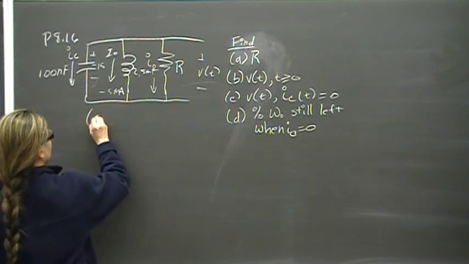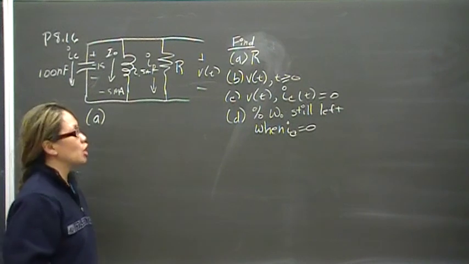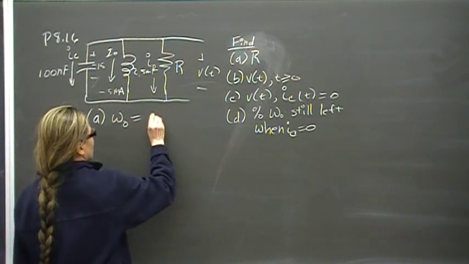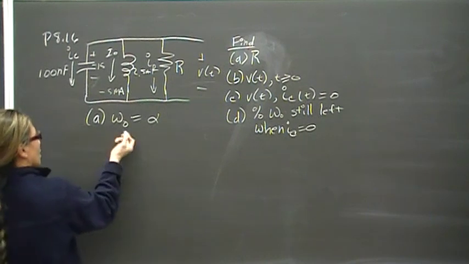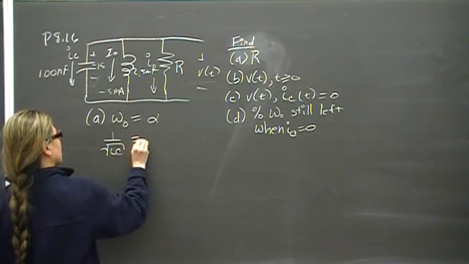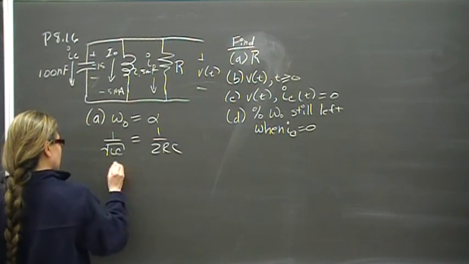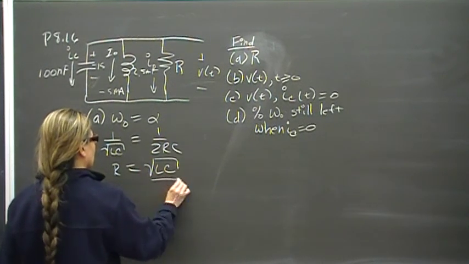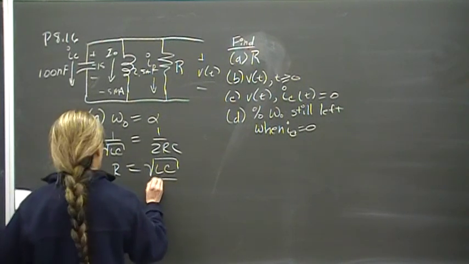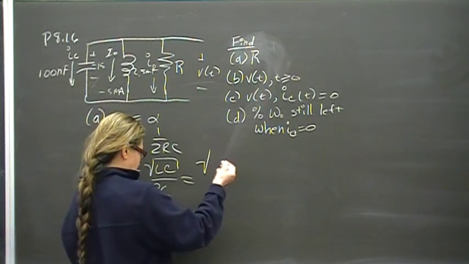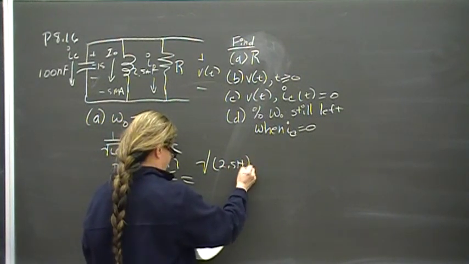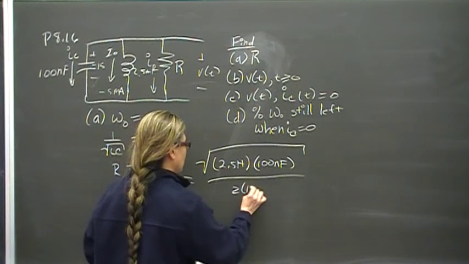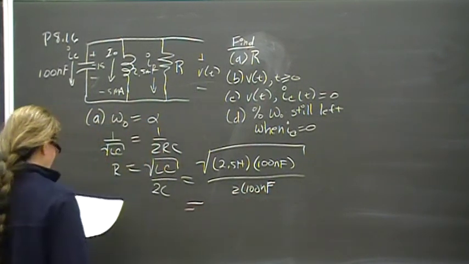Okay, so let's start. We know that the resistor is a potentiometer that's been adjusted for a critically damped response. So that means alpha naught is equal to omega naught, and that's 1 over root LC is equal to 1 over 2RC. That means R is equal to root LC over 2C. So put these values in your calculator, and you should come up with a value of 2,500.